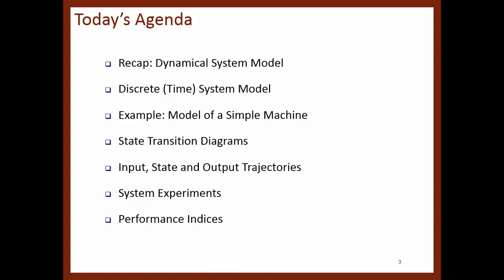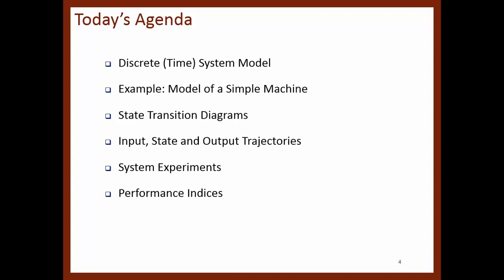And then I'm going to explain an example of a simple machine. And we are going to discuss also how this is tied to state transition diagrams. Those causal loop models that we discussed at some point are going to be back in this lecture. And then we're going to discuss what input, state, and output trajectories are. And finally, we're going to talk about system experiments and performance indexes.